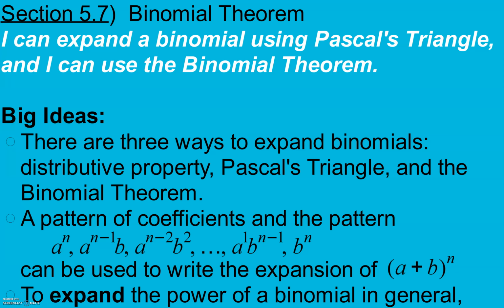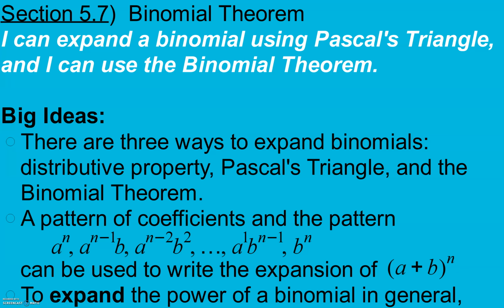Section 5.7 is the binomial theorem. I can expand a binomial using Pascal's triangle, and I can use the binomial theorem. Big ideas here: there are three ways to expand binomials. We can use the distributive property, Pascal's triangle, and the binomial theorem.